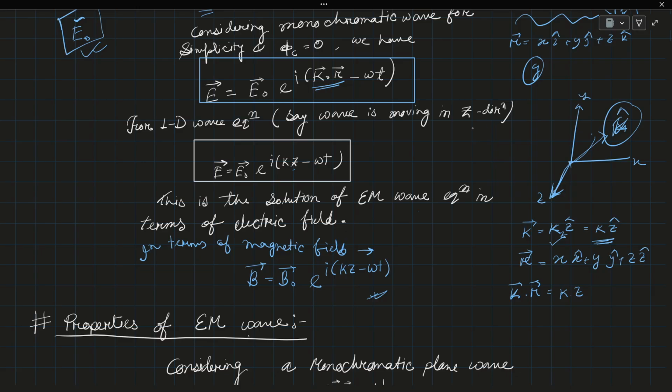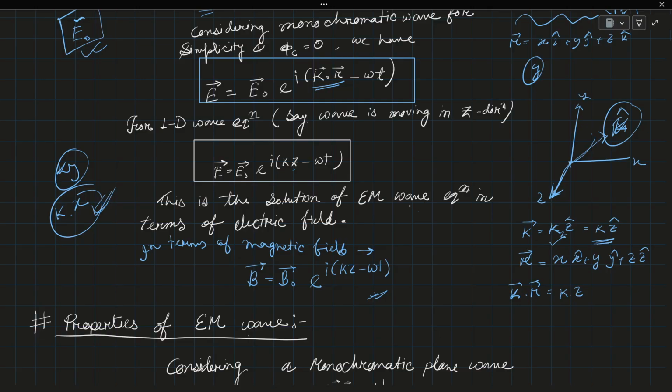If the wave is moving in the y direction, we will get ky, right? And if the wave is moving in the x direction, then we will get kx, right? So I hope you have understood this.